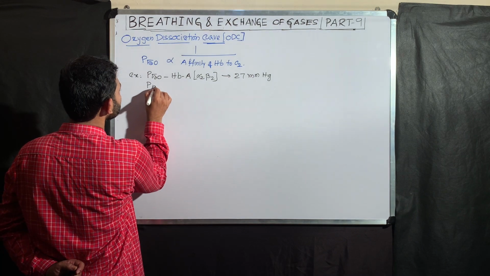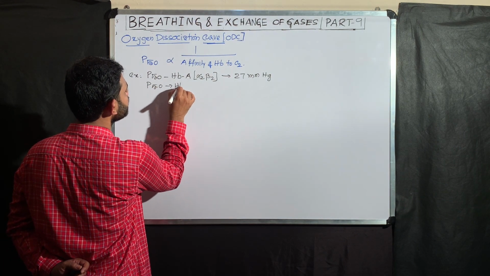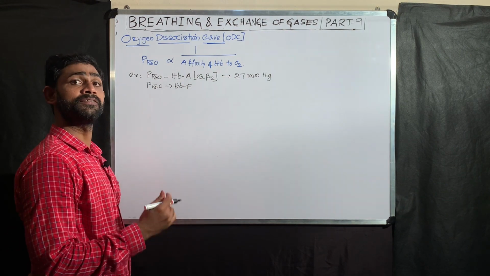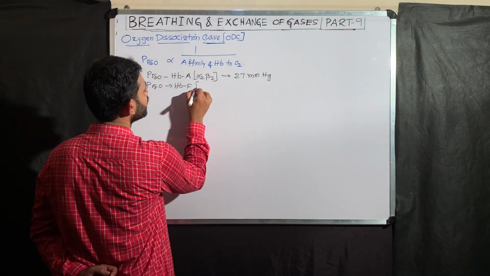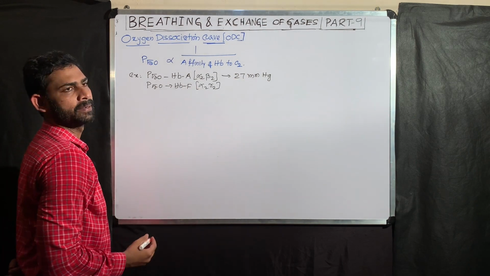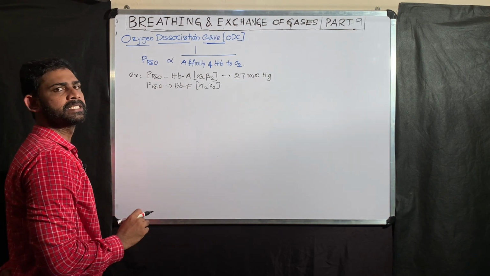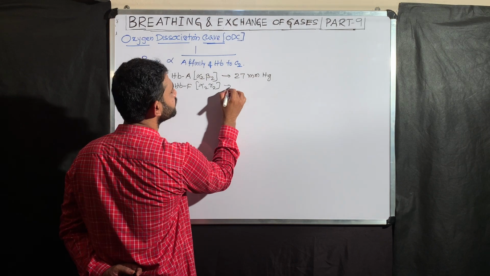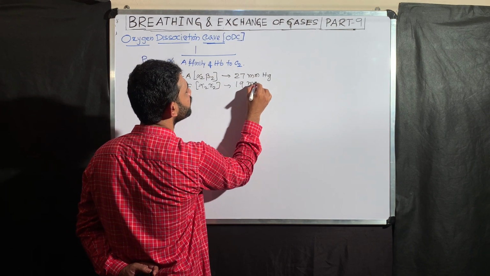Next, I am giving the P50 value of HbF, hemoglobin in the fetus. That is alpha 2 gamma 2. That's the difference: here beta 2, here gamma. The P50 value of HbF, hemoglobin in the fetus, is 19 mmHg.